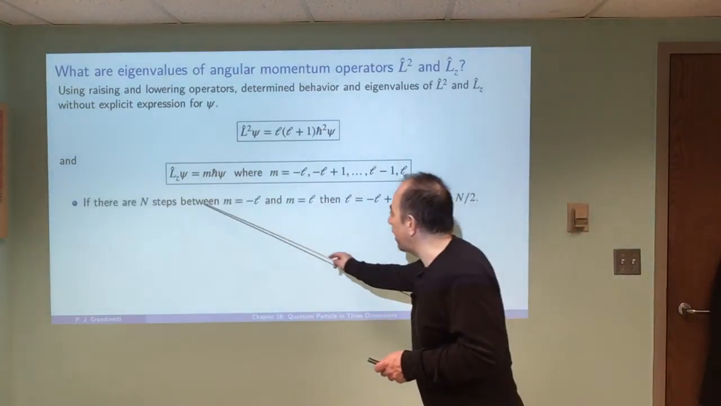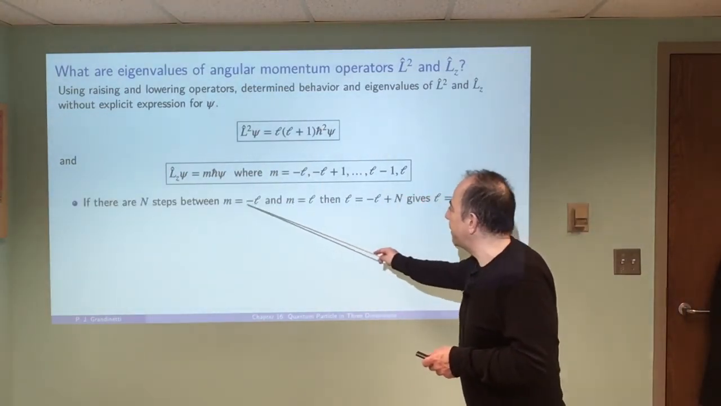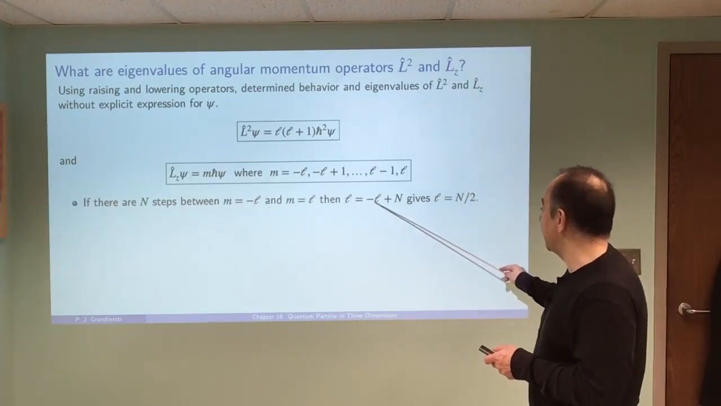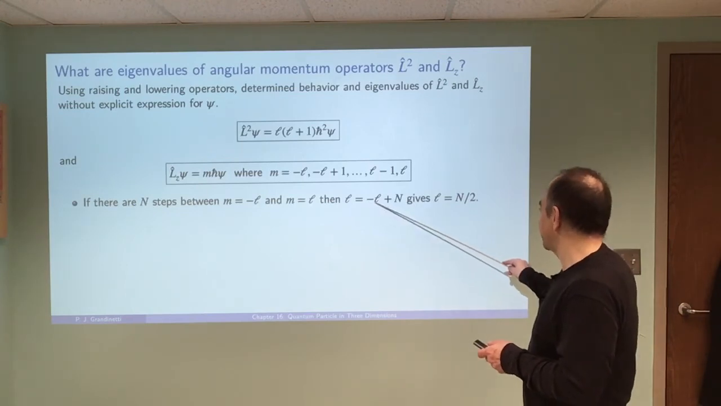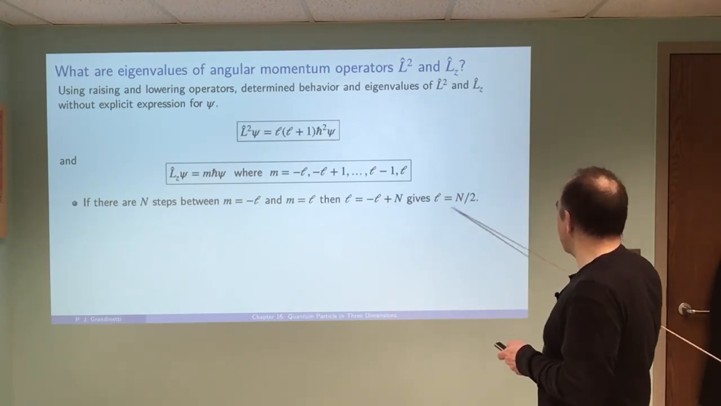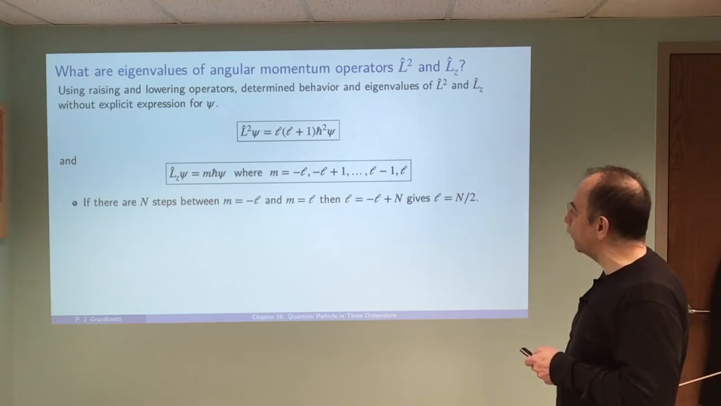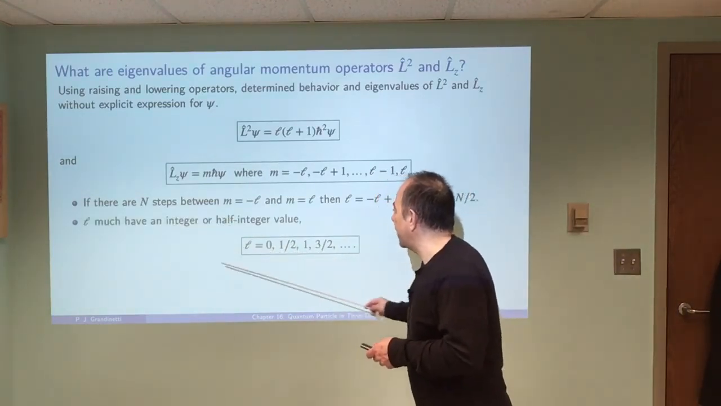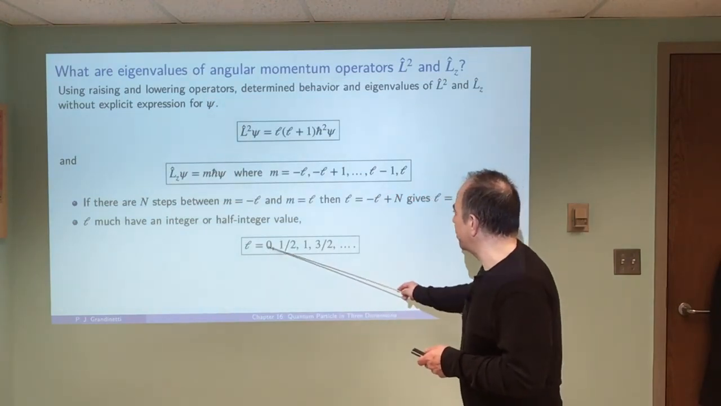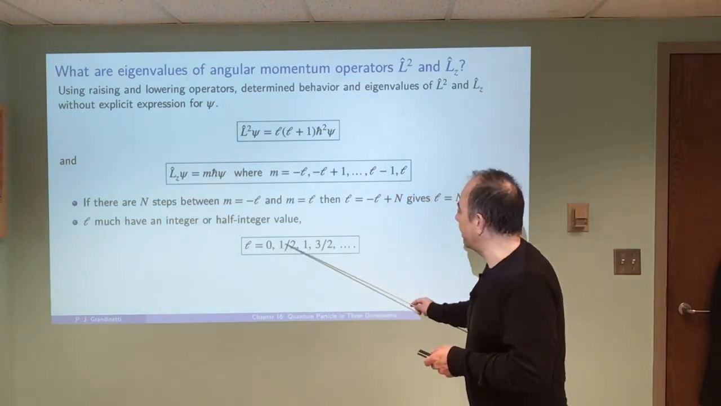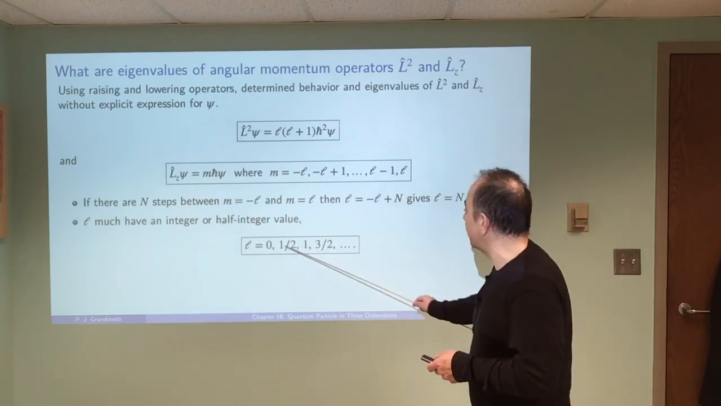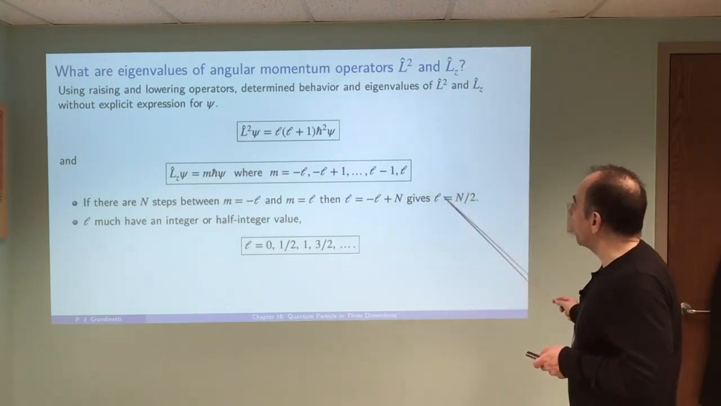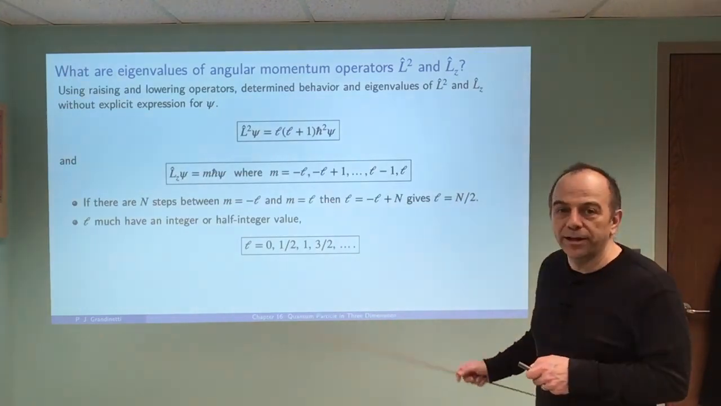So if there are n steps between m equals minus l and m equals l, then that means that l has to be equal to minus l plus n, which gives us possible l values of n over 2. So that means that for l, we can have integer values: n can be equal to 0, it can be equal to 1, n can be equal to 2, and so we end up with 0, 1/2, 1, 3/2, and so on for possible values for this l quantum number.